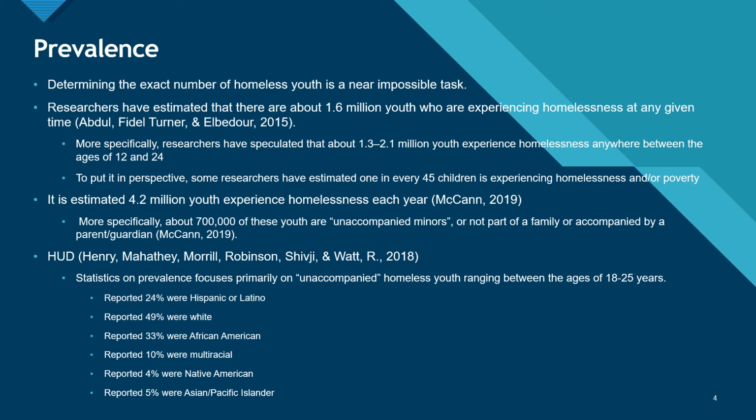So with the statistics that I had found for HUD, they reported that 25% of homeless youth are Hispanic or Latino, 49% were white, 33% were African American, 10% were considered multicultural or multiracial, 4% reported Native American, and then 5% reported either Asian and or Pacific Islander. They group those two ethnicities together in that statistic.